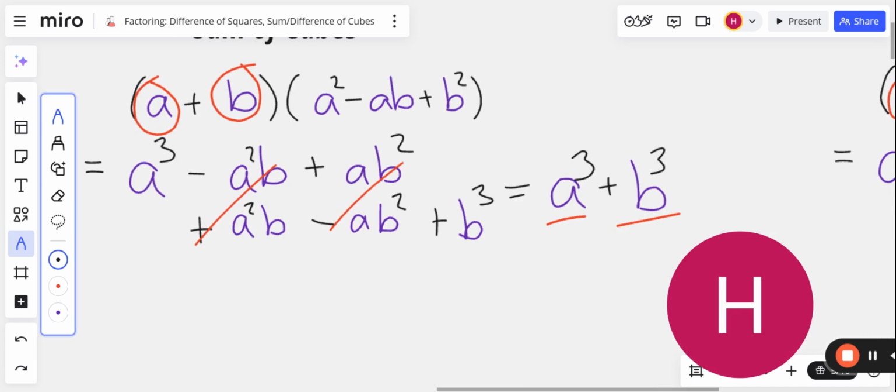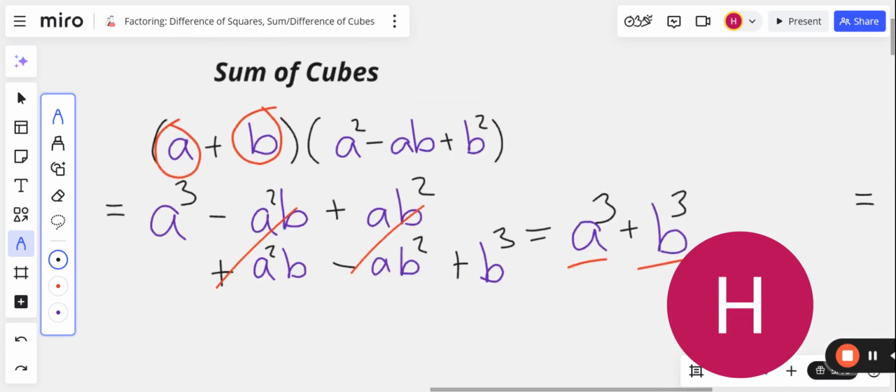See that the middle terms cancel. And notice the format. We have a plus b and then we have a squared minus ab plus b squared.